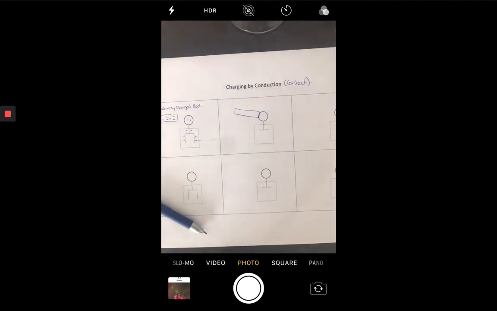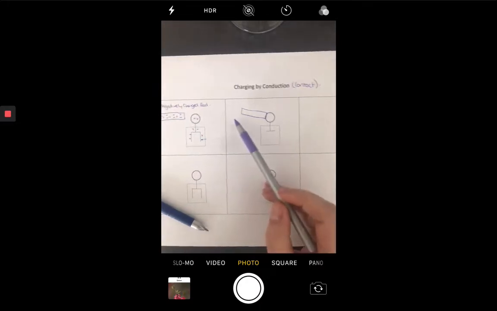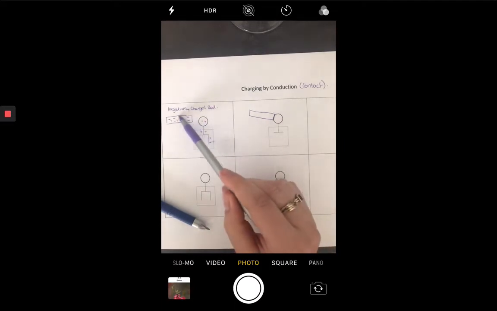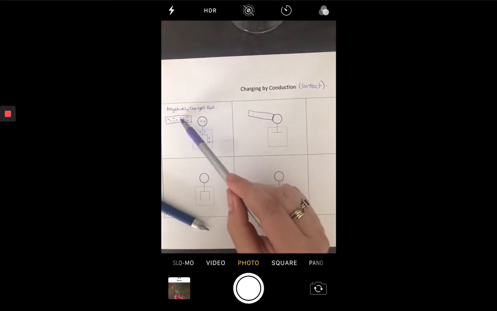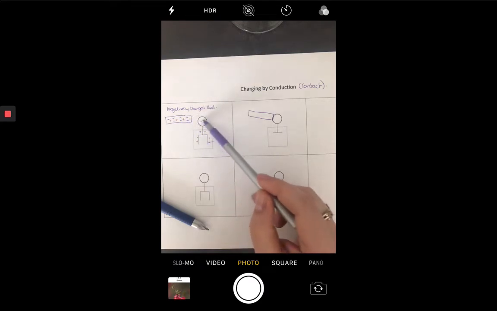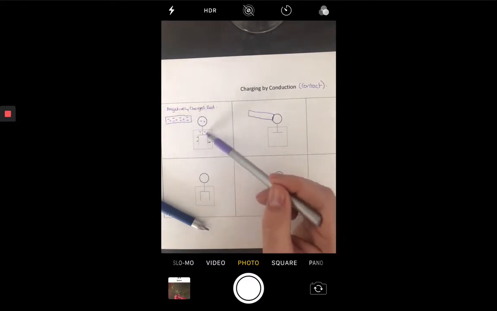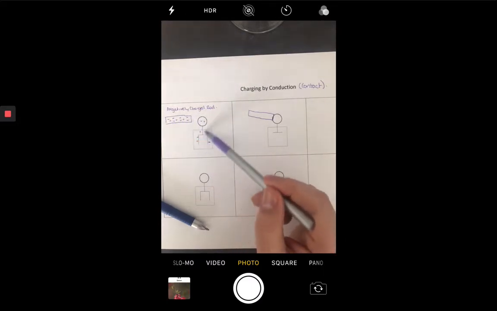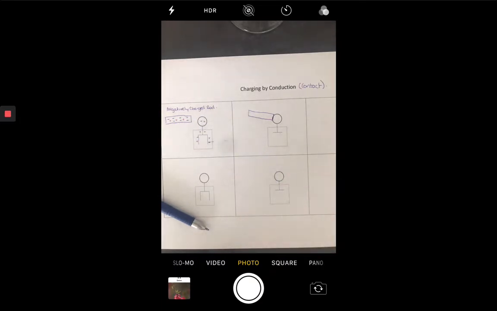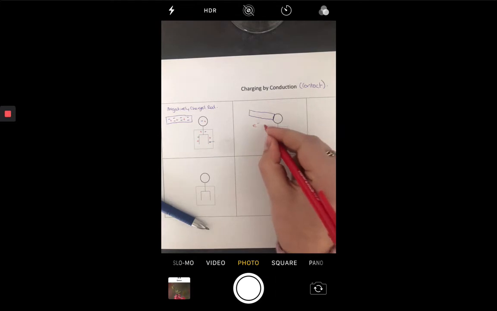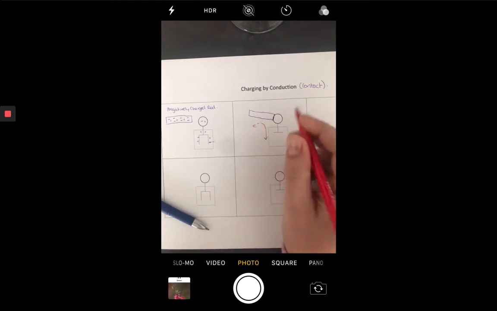So now we have to think about what is going to happen when a negatively charged rod touches a neutral electroscope. So what is actually going to happen is that our negative charges are going to flow from our negatively charged rod into our neutral electroscope. And this is because our electrons want to even out their charge. So I'll write that down, that our electrons are going to flow into the electroscope.